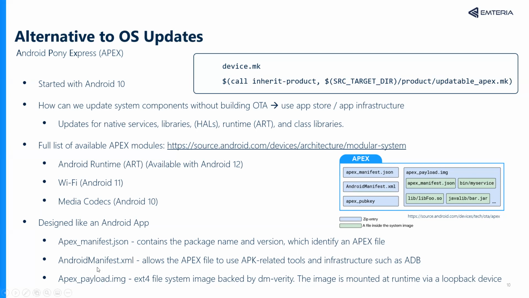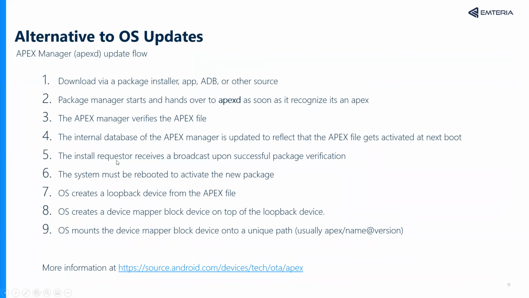You create an APEX manifest and the manifest file. And when you install that, the package manager installs an app, and after the reboot or before the reboot, they do some magic in the system by verifying and updating an internal database that an update is being installed. And after the reboot, it creates a loopback device and a device mapper block on top of the loopback device, and basically it loads the content of your file on top of what was there before, and it is able to dynamically load and unload system changes without creating the full Android update.